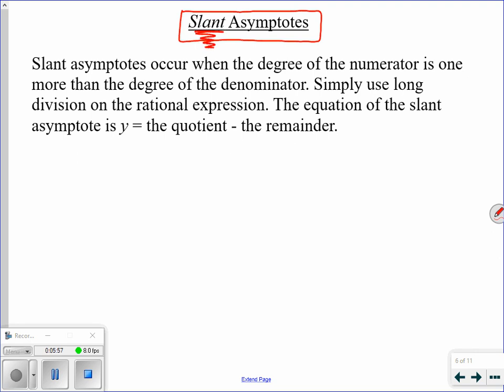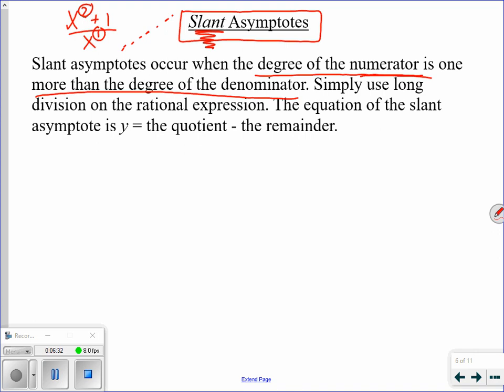Slant asymptotes are going to be something that pops up as well, not just horizontal and vertical. So just remember that slant asymptotes occur when the degree of the numerator is 1 more than the degree of the denominator. For instance, x squared plus 1 divided by x. If I were to divide that, I'd be left with a linear function. That linear function happens to be the slant asymptote, okay?